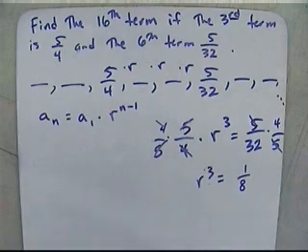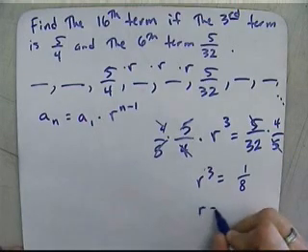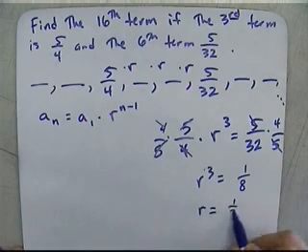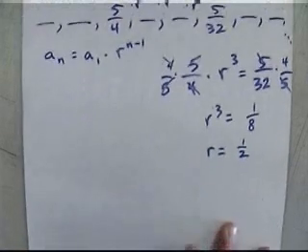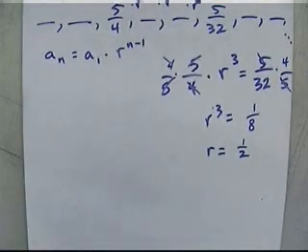Cool. Now we just take the cube root of that guy. So cube root both sides and we get our ratio, which is 1/2. Okay, so we have our ratio as 1/2.